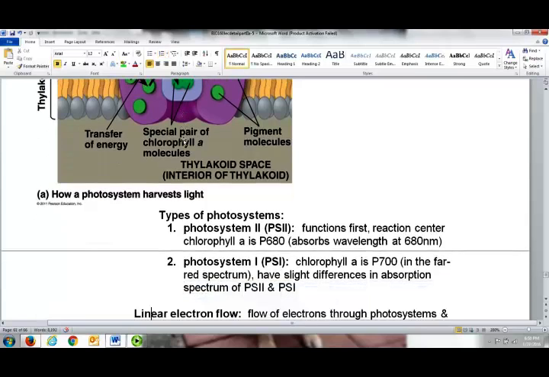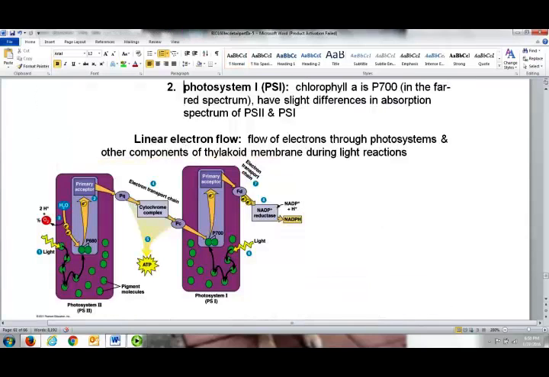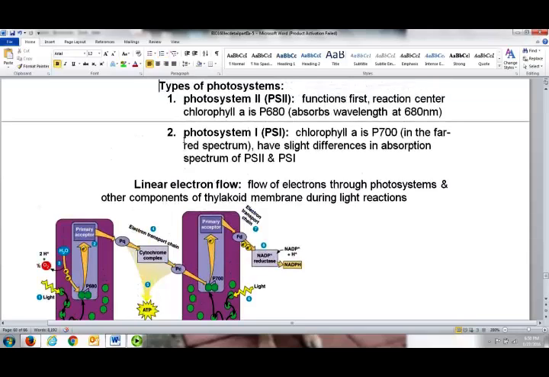So we have two different photosystems. Your photosystems were named in the order they were discovered, not in the order that they are found. So photosystem 2, or PS2, functions first. It's the reaction center chlorophyll A, and it's considered P680 because it absorbs wavelengths at 680 nanometers. Photosystem 1, or PS1, has chlorophyll A with a P700. It's in the far red spectrum. And it's going to have a slight difference in the absorption spectrum from photosystem 1 to photosystem 2.